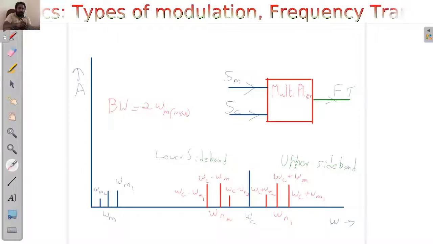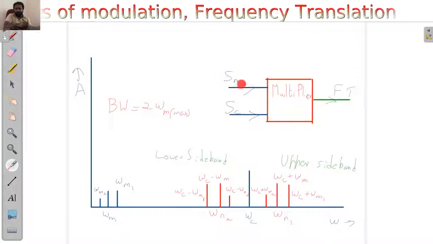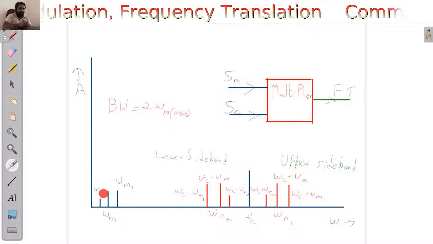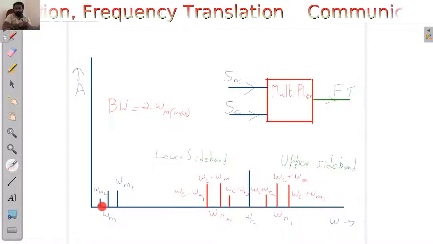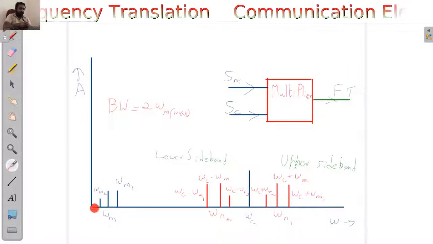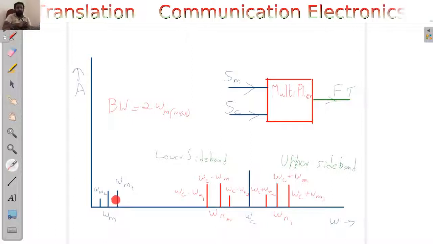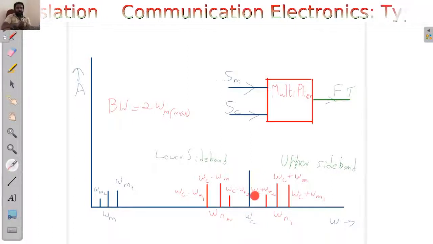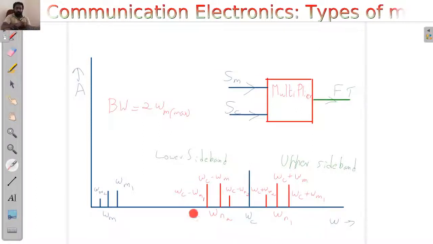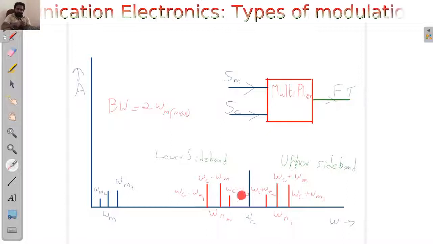So the multiplier takes in two signals, one of SM and one of SC. So this is SC and this is SM. All these three are SM. SM contains three components: omega m, omega m1, and omega m2. So when you multiply these, you get three components for the upper side as well as three components for the lower side. These three frequencies are called sum frequencies. These three frequencies are called difference frequencies.